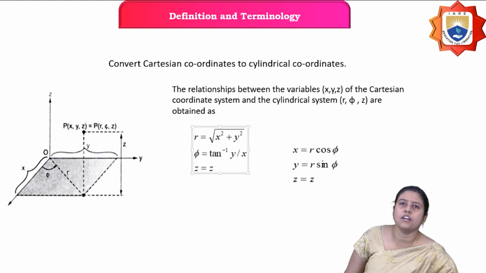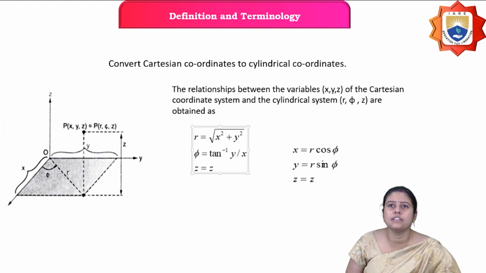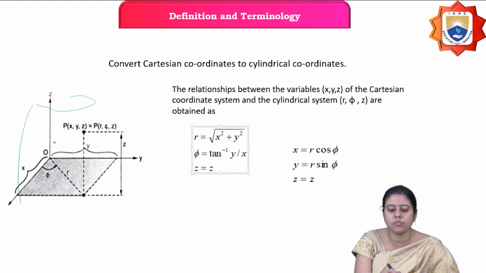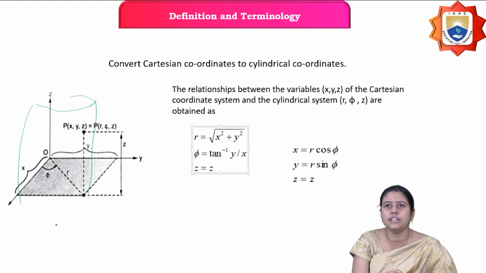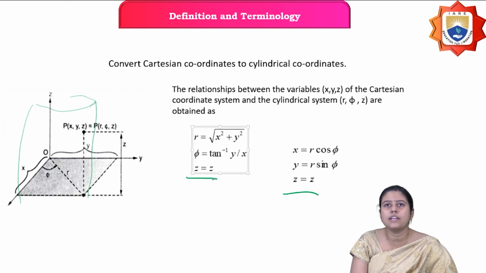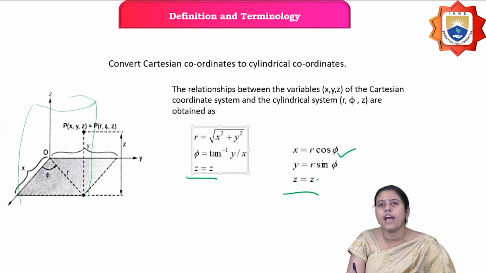Convert the Cartesian coordinate into the cylindrical coordinate. First we will come to the relationship between x, y, z. If we are thinking about a cylinder here, we can think that z is equal to z for both cases. What is x? X is equal to r cos phi and y is equal to r sin phi.